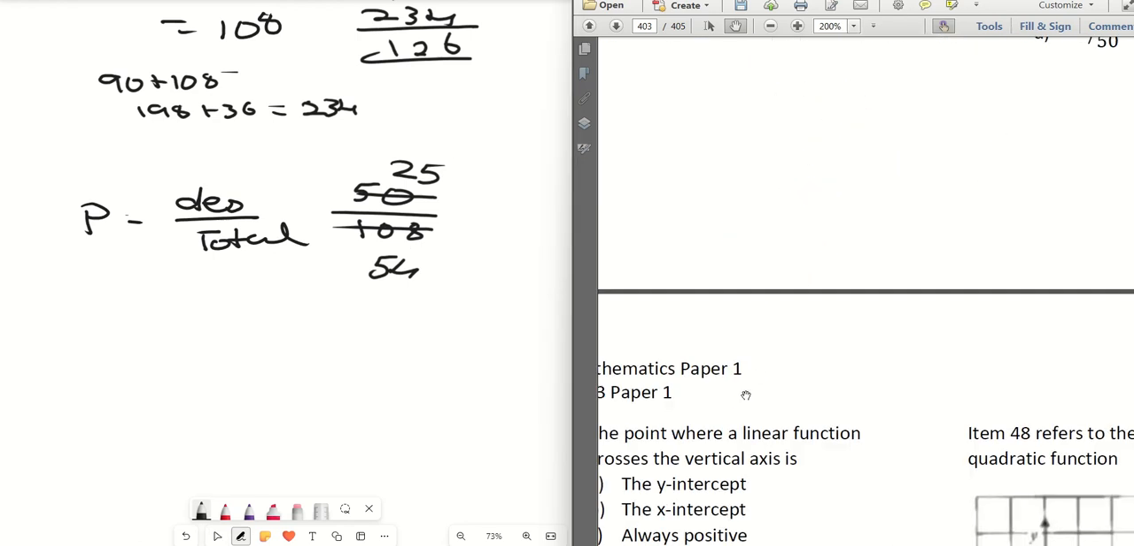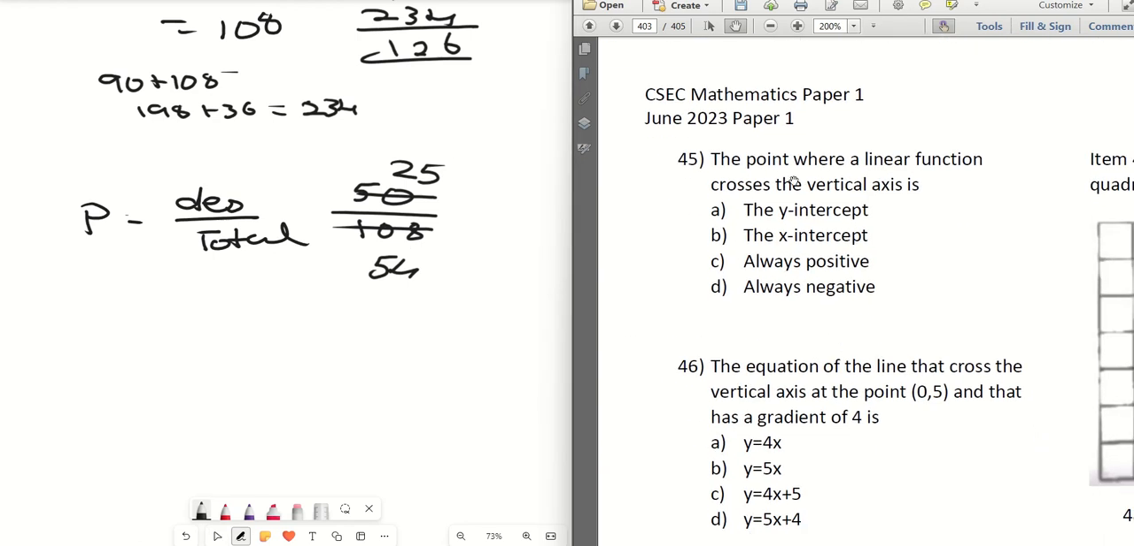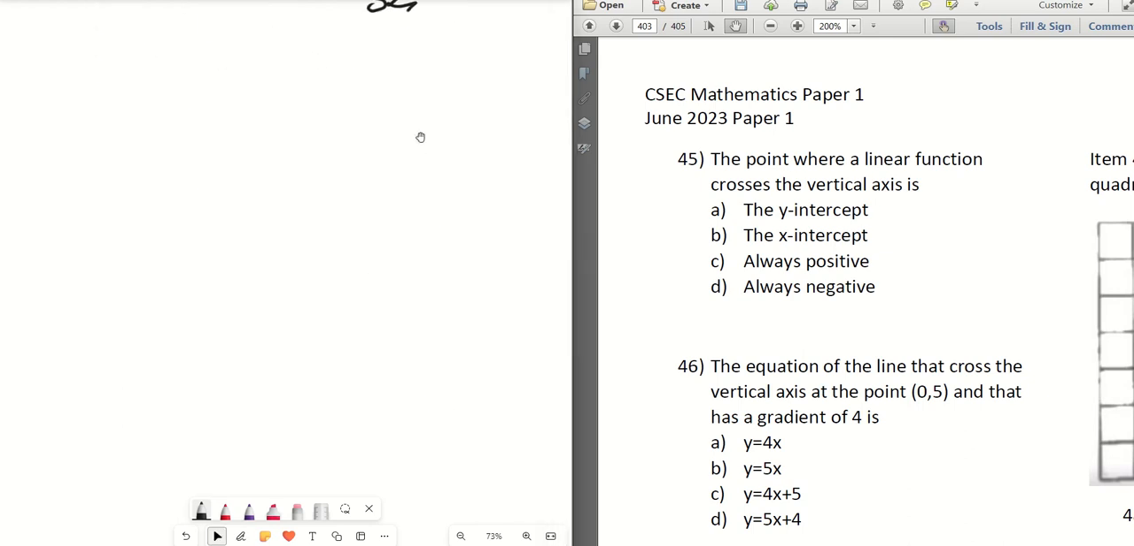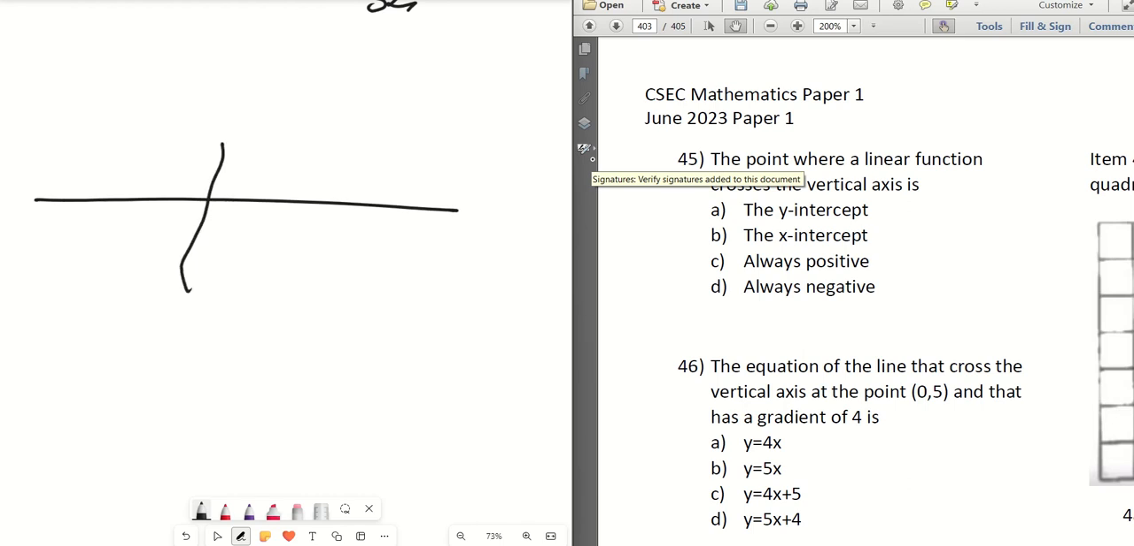Right, let's look at number 45. The point where the linear function crosses the vertical axis is the what? Vertical, this is horizontal, so vertical, that's the y-axis. So they want to know the line that crosses the y-axis is known as the what? Would that be the x-intercept? No. Would it always be positive? No, because it could go underneath here as well. It will be the y-intercept. Where it crosses the y-axis is known as your y-intercept.